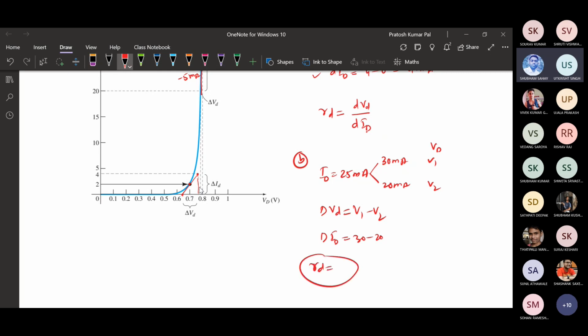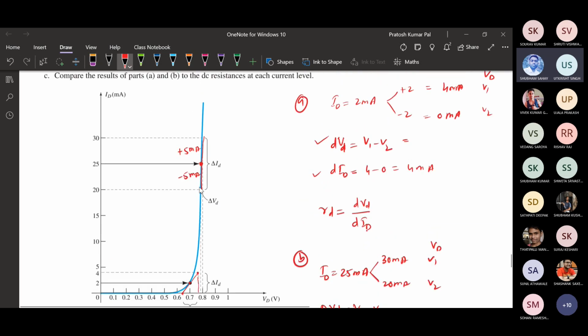So this is how we will be finding it. Once the characteristics are given, from there we can find this AC resistance in this manner.